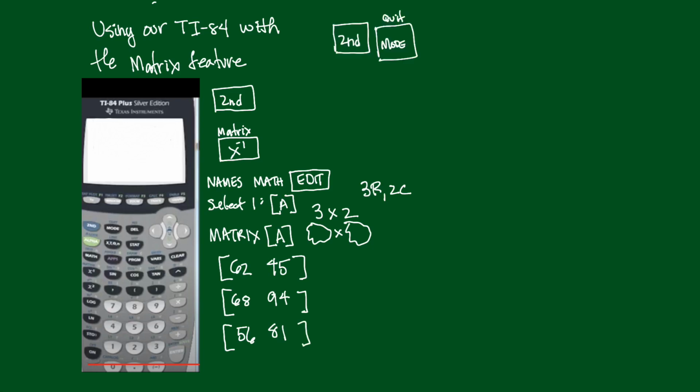Now, just to be safe, so nothing else gets entered into your calculator, press second, and right next to it is the mode key. That's quit. So it gets you out of that matrix feature and into your computation window. We've got all the things we need in our machine now. All we have to do is have it compute for us.